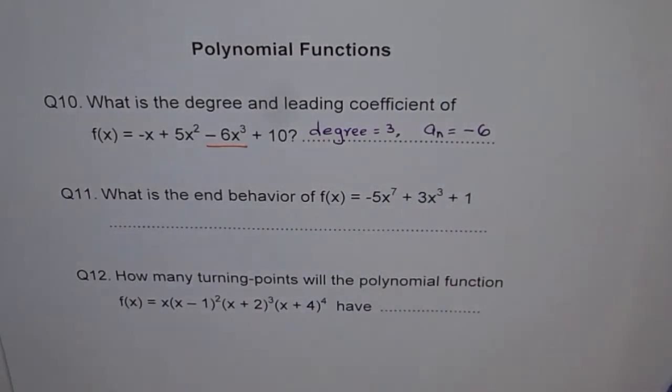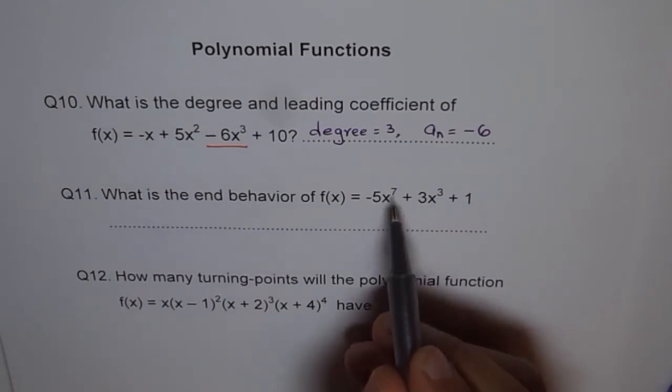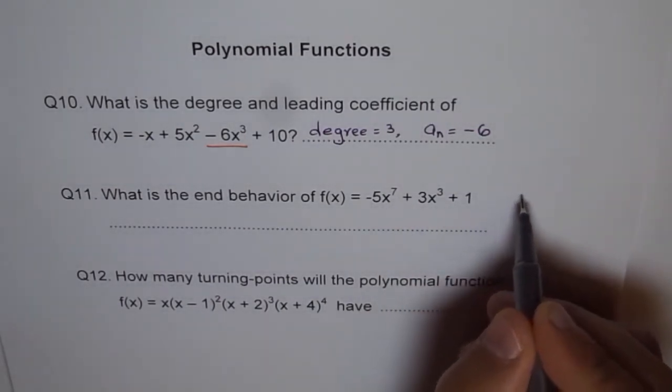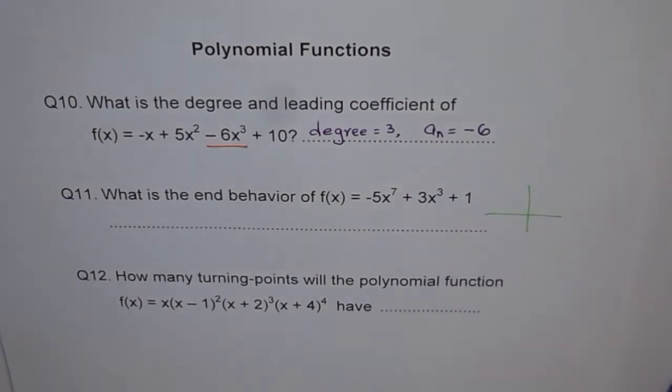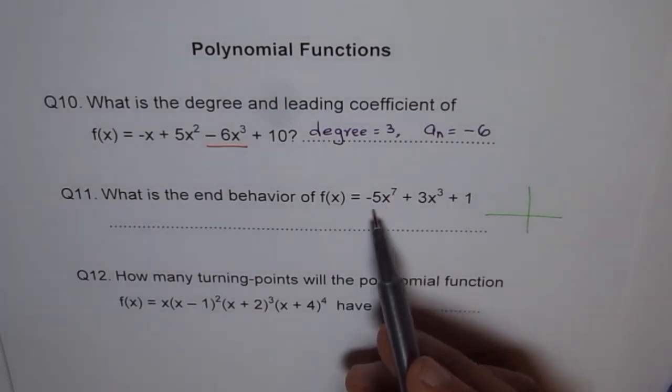Okay, now question 11. What is the end behavior of f of x equals to minus 5x to the power of 7 plus 3x cubed plus 1? Okay, you can answer the question and then look for my solution. As I see this, what is the degree? The degree is odd. If the degree is odd, then what kind of behavior do you expect? Can you tell me? For an odd degree, we have opposite ends, right?